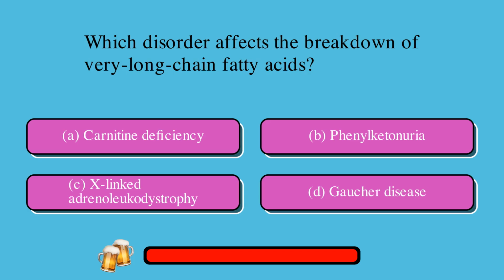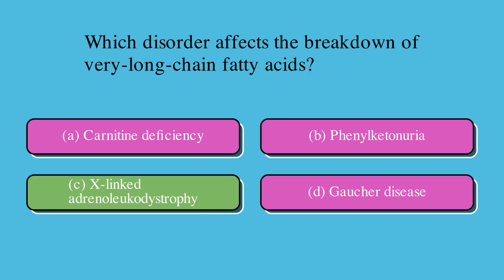Which disorder affects the breakdown of very long-chain fatty acids? A. Carnitine deficiency, or B. Phenylketonuria, or C. X-linked adrenoleukodystrophy, or D. Gaucher disease. The correct answer is C. X-linked adrenoleukodystrophy.